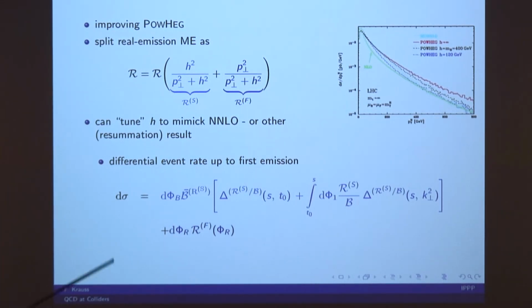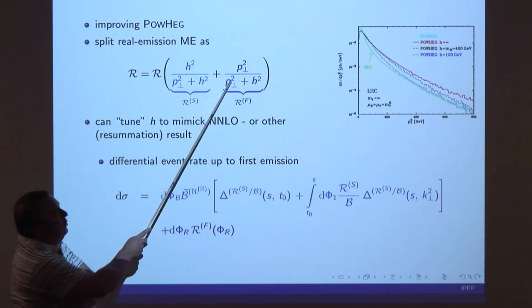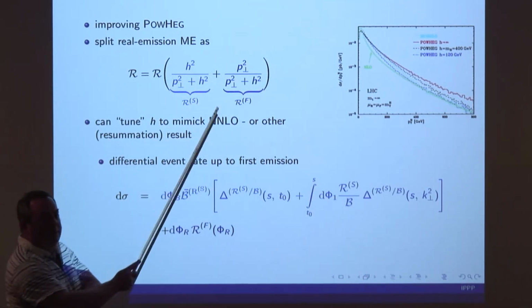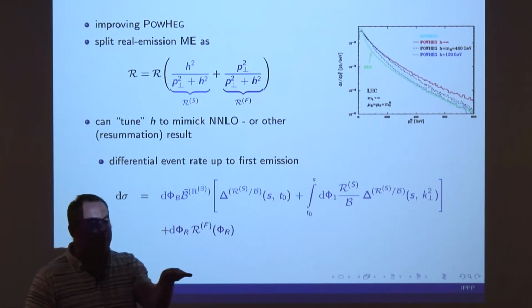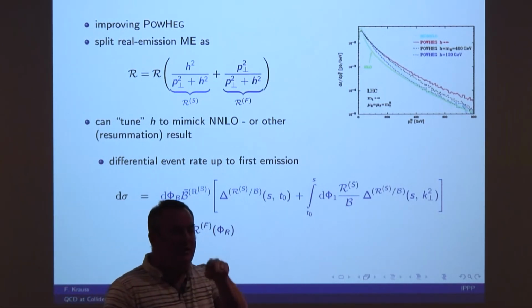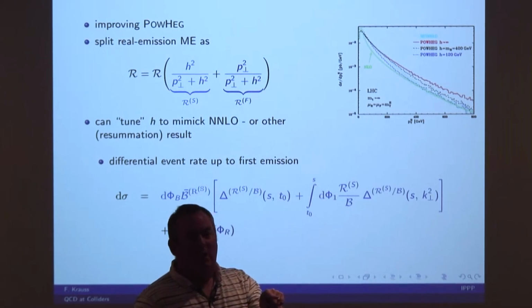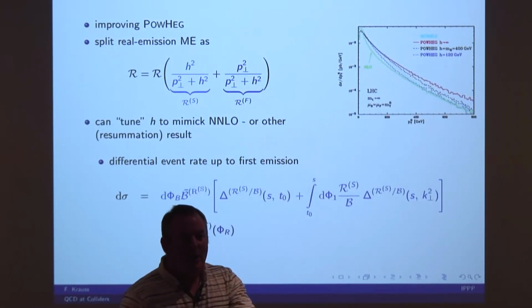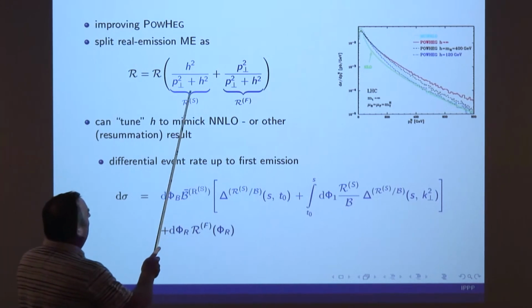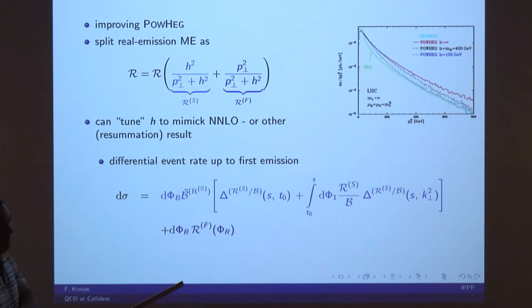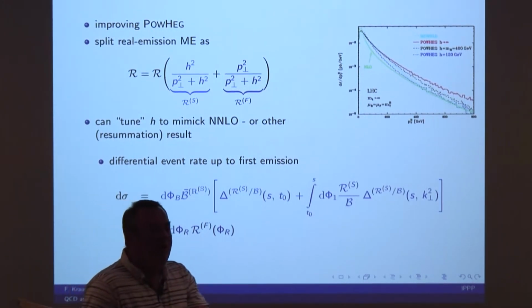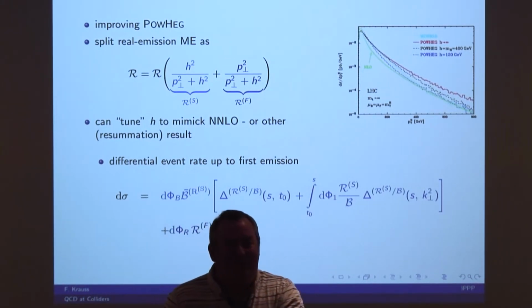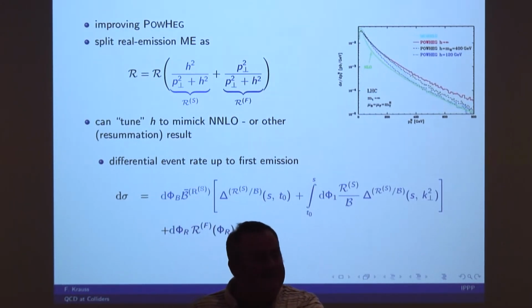Now, in POWHEG, this is done by using a profile function that so naively you could take a theta function. But that's ugly because then you see a step. So we don't like steps. We like to smooth it out. So you take a profile function. This is the profile function they took. And h becomes a tunable parameter. Now, what do you think when you tune h? What value will h roughly get? Any idea?